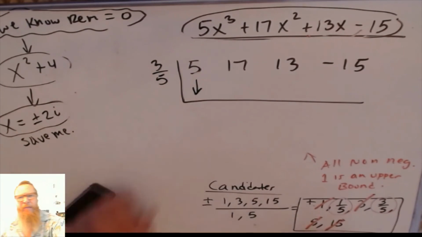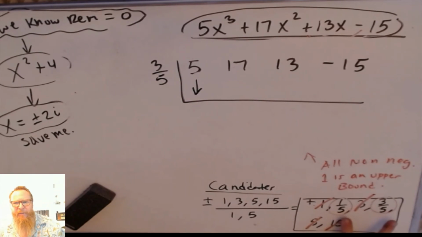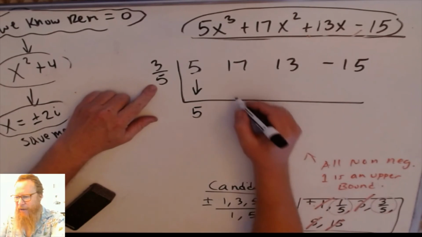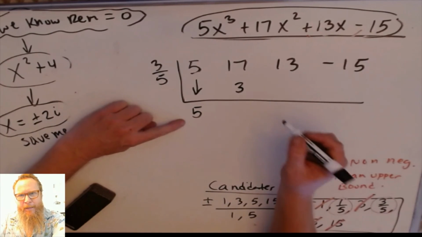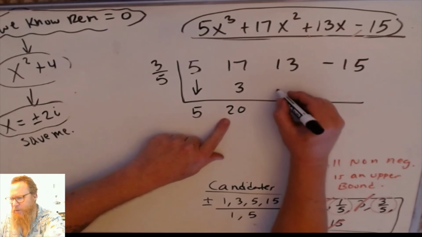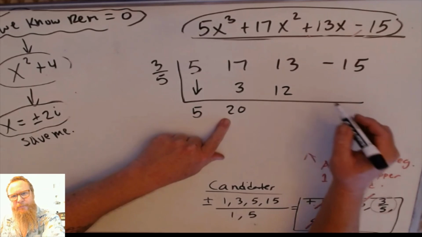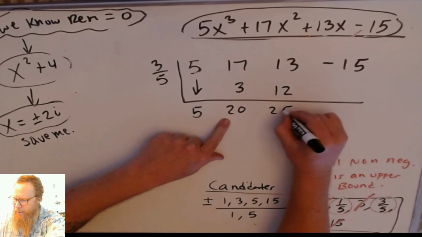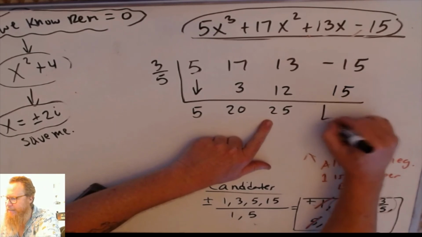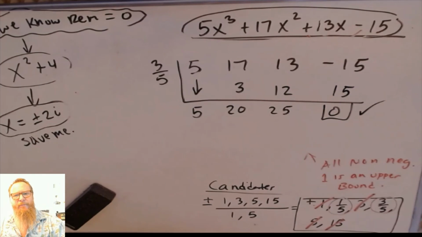Let's try 3/5. And it really is a 50-50 chance. If I try 3/5 and it doesn't work, then I know it's got to be 1/5, right? And if I try 1/5 and that doesn't work, then I know it has to be the other one. 3/5 times 5 is 3. 17 and 3 is 20. 3/5 times 20 is 12. 13 and 12 is 25. 3/5 times 25 is 15. And there it is. We got it.